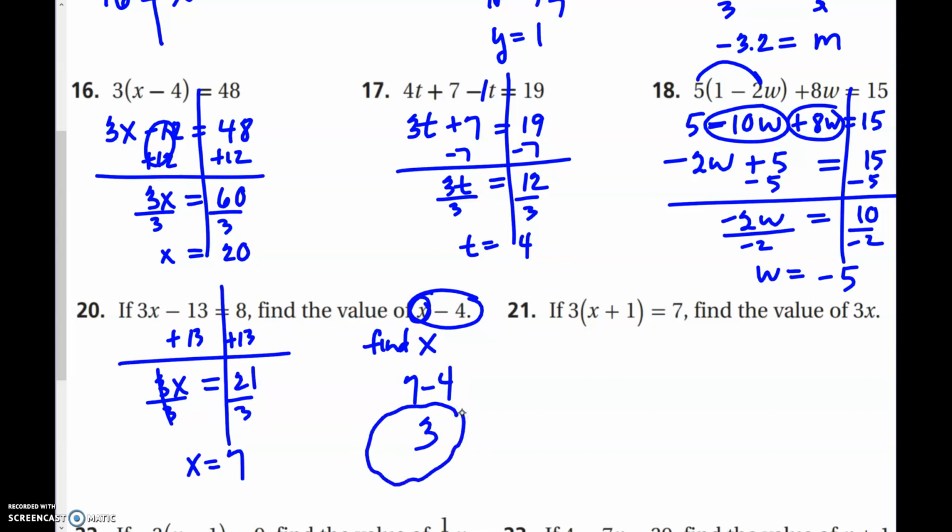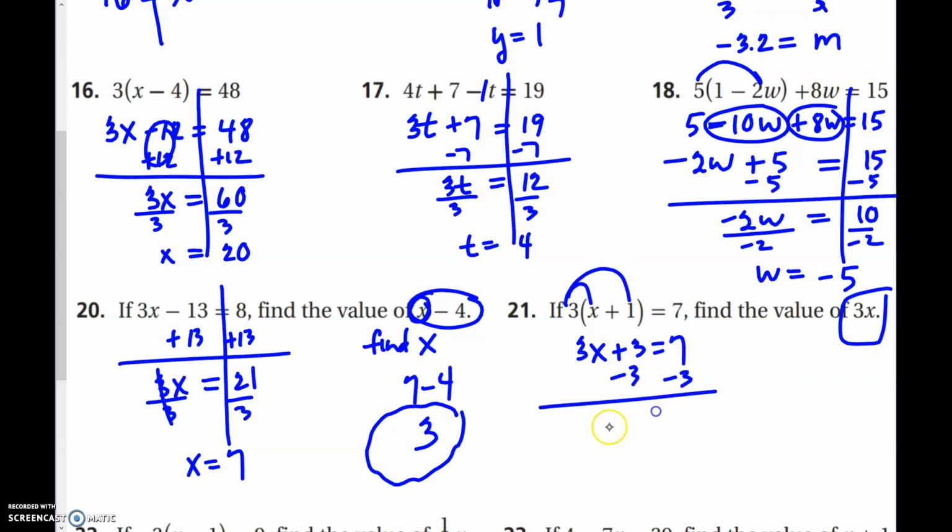All right, the last problem. Again, we need to find x first. Once we know what x is, we can plug it in here. So I'm going to distribute. 3 times x is 3x. 3 times 1 is 3. Subtract 3 from both sides. So we have 3x equals 4.